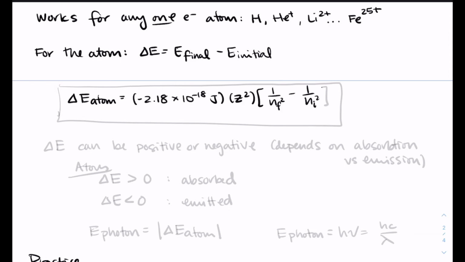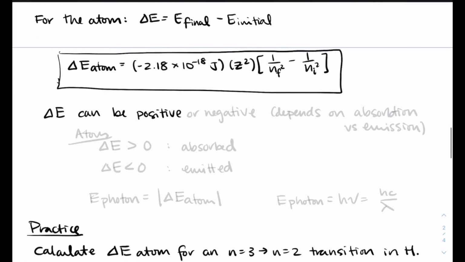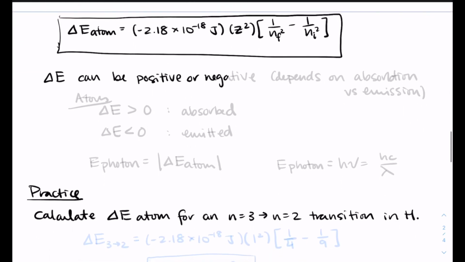And the change in energy for the atom can be calculated with negative 2.18 times 10 to the minus 18th joules times Z squared times 1 over the final energy state squared minus 1 over the initial energy state squared. So this is on your equation sheet. We're going to use this a lot. The delta E can be positive or negative. It depends on if you have absorption or emission.